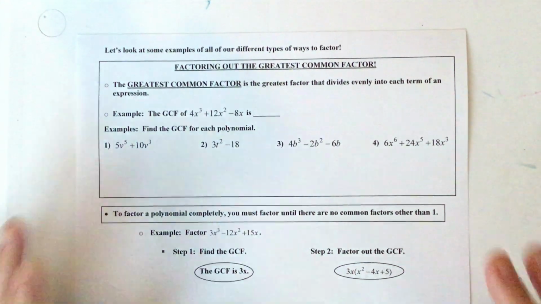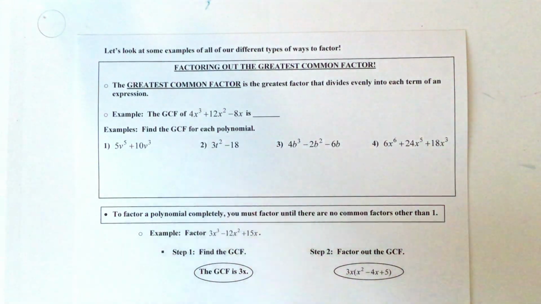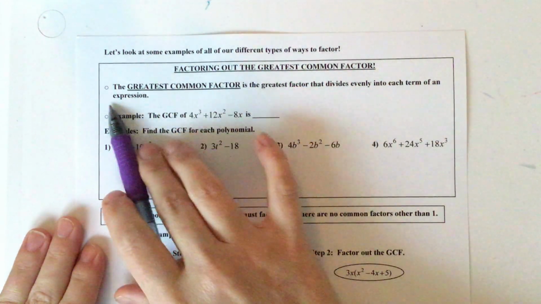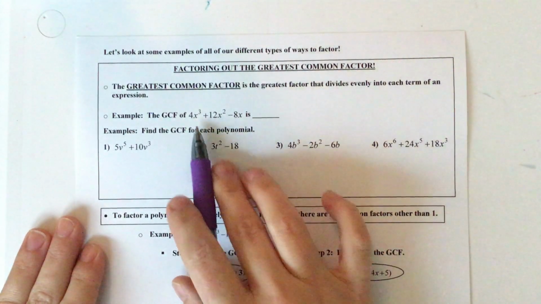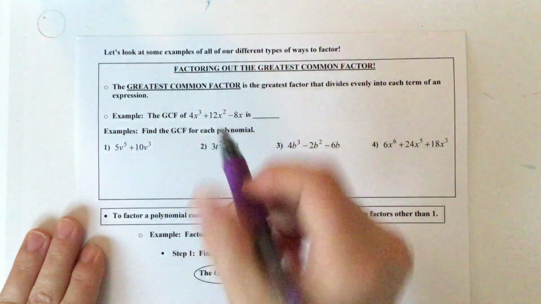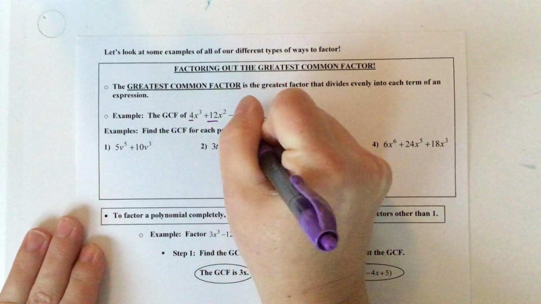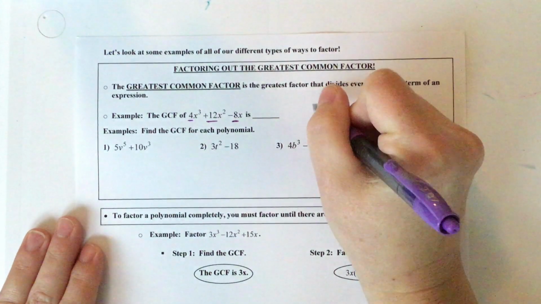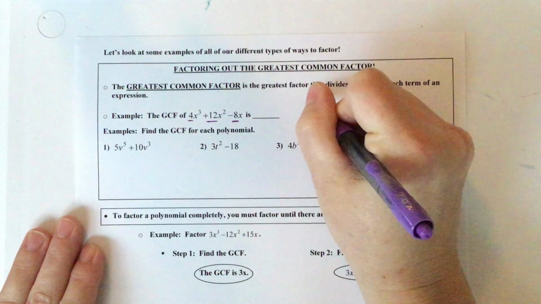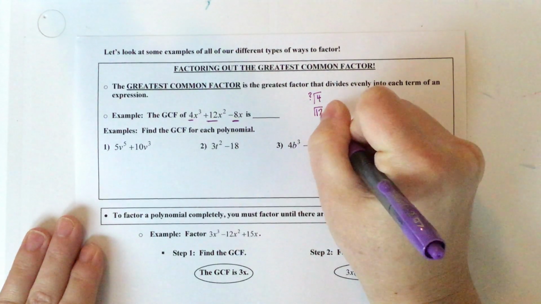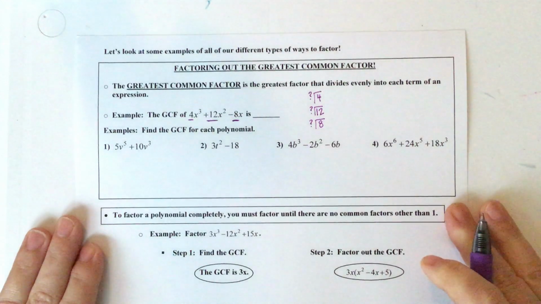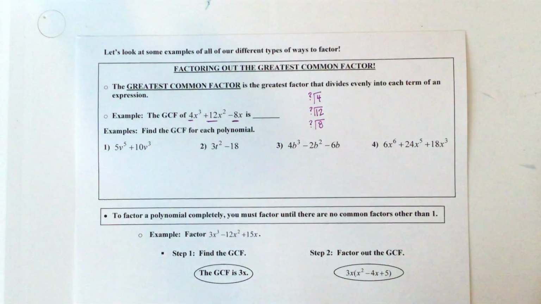All right, first I'm not going to factor, I'm just going to practice finding the GCF. So the greatest common factor is the greatest factor that divides evenly into each term of an expression. So for example, if I was to try to find the GCF of this, first I start by looking at the constants, 4, 12, and 8. And I'm trying to figure out what's the greatest number that can divide into 4, that also can divide into 12, and that also can divide into 8. I'm looking for the greatest number that can divide into 4, 12, and 8.